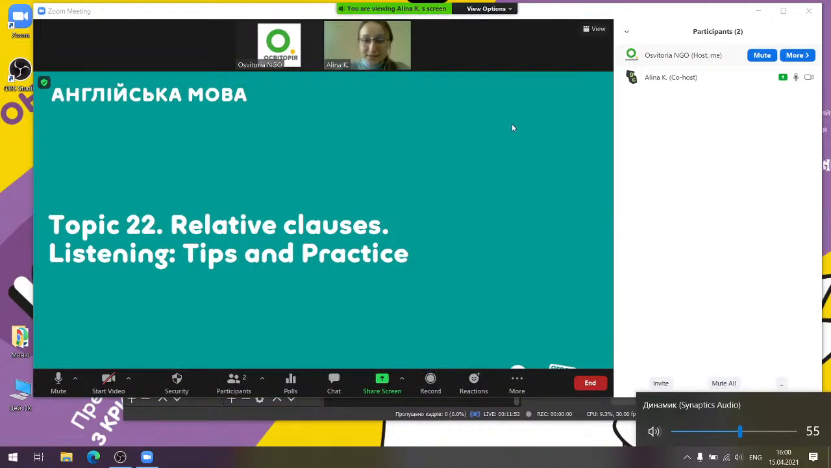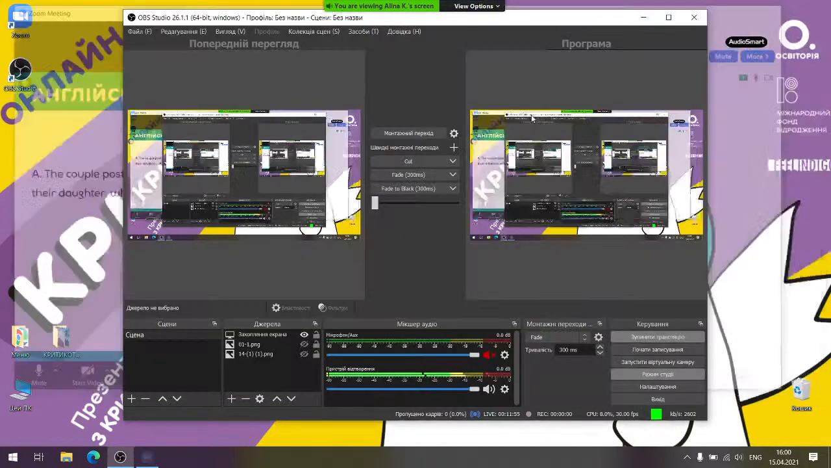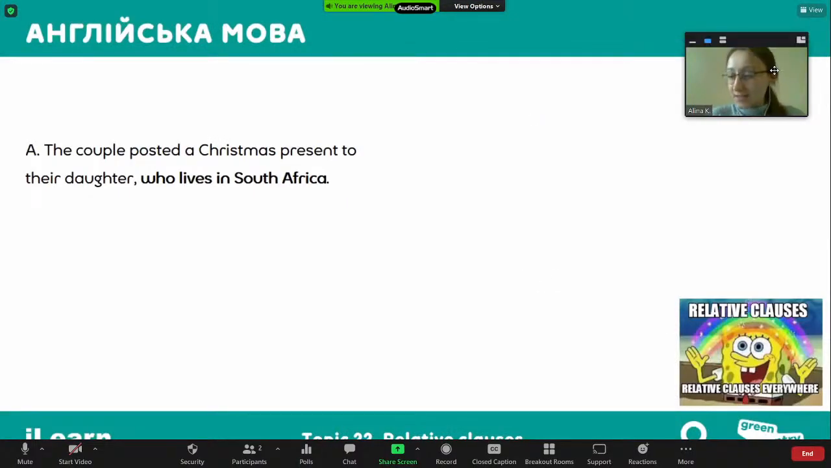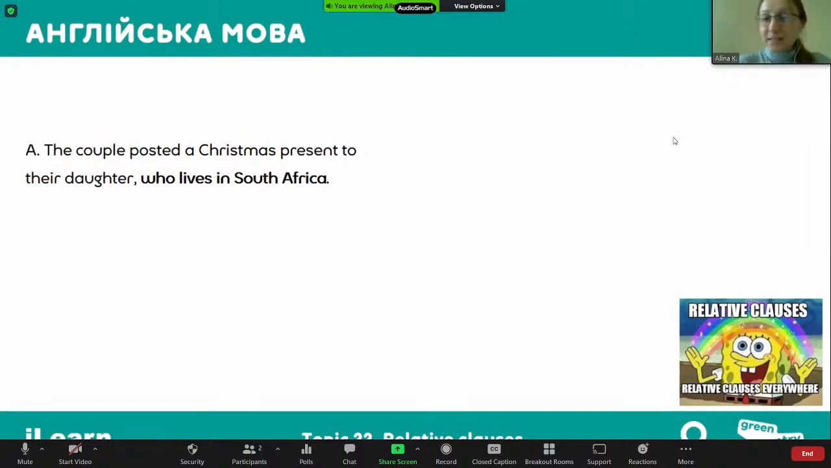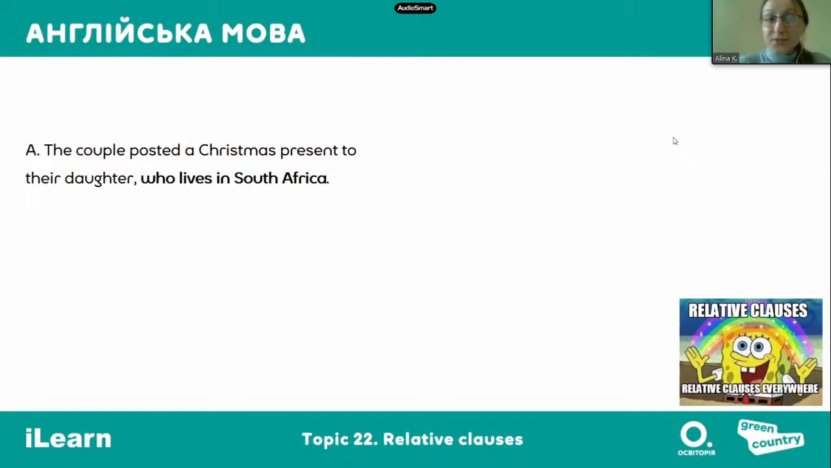Right, and let's look at the first sentence. The sentence is, the couple posted a Christmas present to their daughter who lives in South Africa. And I have a question for you. How many clauses, in other words, how many meaningful parts of the sentence can you see there? So how many clauses are there in this sentence?